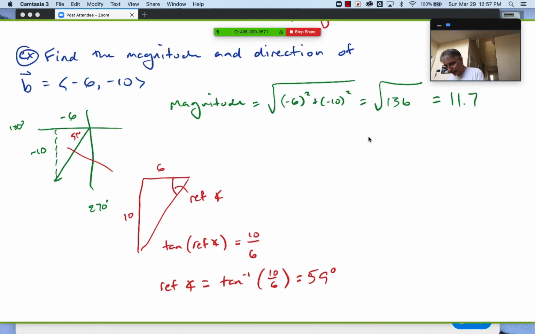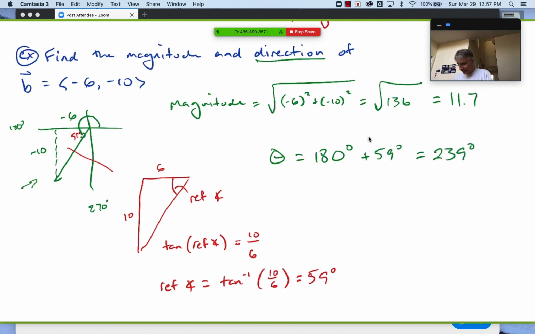What I'm looking for, the direction of the vector, is this whole angle. And so what I'm going to recognize as theta is, in this instance, because the vector is in the third quadrant, 180 degrees plus the reference angle, 59 degrees, equals 239 degrees. If I always draw the right triangle, ignoring the pluses and minuses, I can find the reference angle and then use that to calculate the theta.